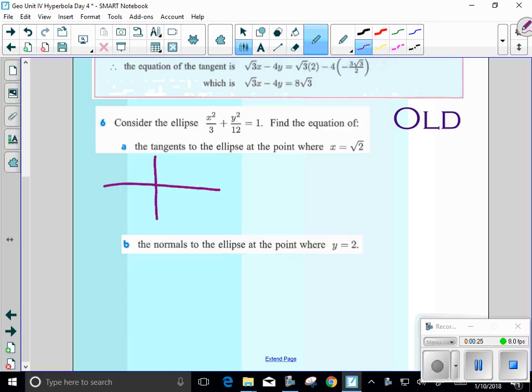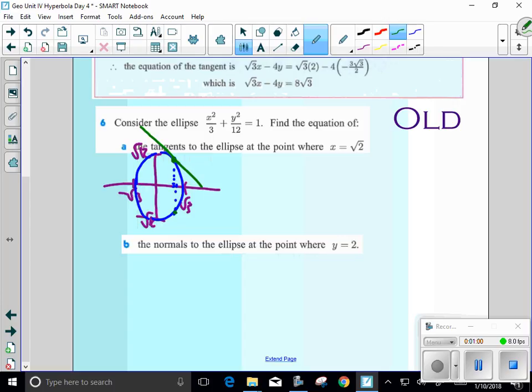Well, if you look at this, the major axis for this one is going to be square root of 3, negative square root of 3. This will be square root of 12. This will be negative square root of 12. And then when you make this, the square root of 2 is going to be here. But how many different places is square root of 2 going to have a tangent line? Two of them. One here and one here. One will be positive and one will be negative.